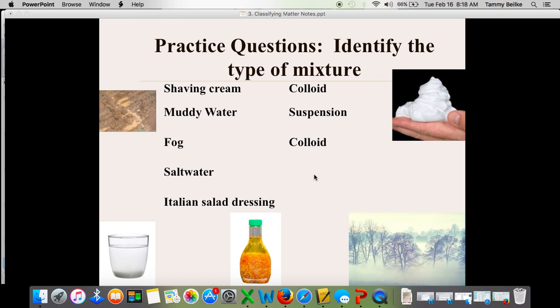Salt water, if you put salt in water, it completely dissolves. I would call that a solution. And then Italian salad dressing. Unless I want a whole bunch of oil and nothing else, I better shake it up. So it's probably a suspension.